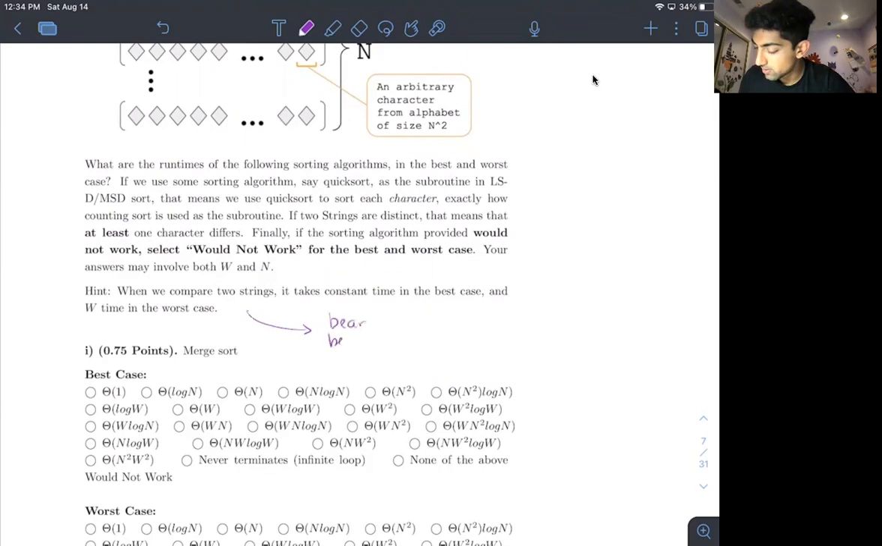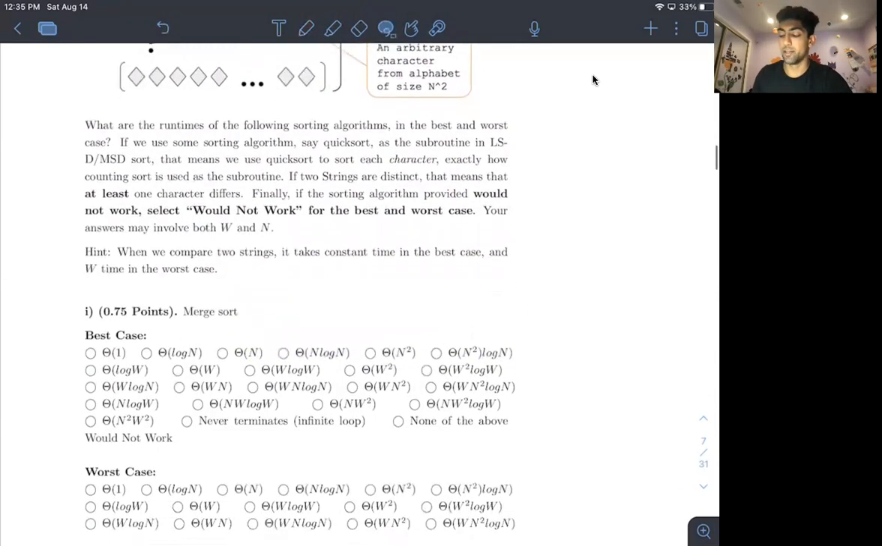bear, beat, and fear. Notice that if I'm comparing the strings starting from the first character, in order to realize that bear and beat differ, I have to go all the way to the end, right? So if I ever compare bear and beat, this takes me w time. On the other hand, if I compare fear and beat, notice that right as I look at the first character, I realize they're different. So this takes me constant time. Okay, so that's just the reasoning for the hint there.